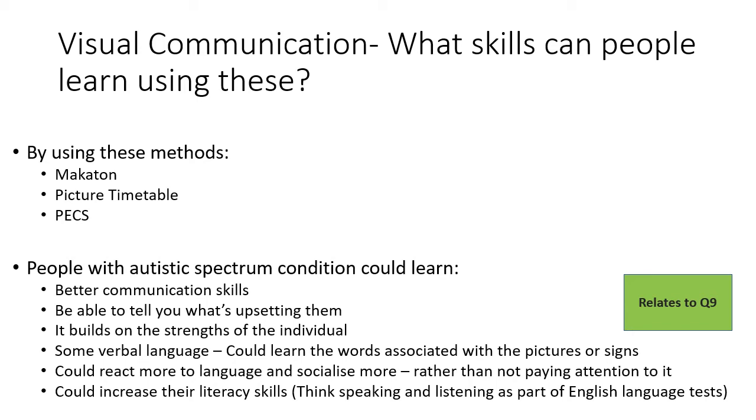So by using these 3 methods, or any of those 3 methods, people with autistic spectrum condition could learn better communication skills. They could be able to tell you what's upsetting them. It builds on the strengths of the individual. Some verbal language could learn the words associated with the pictures or signs, so that they could learn some verbal language from looking at the pictures or signs. They could learn to react more to language and socialise more rather than not paying attention to it. And it could increase the literacy skills. So thinking, speaking and listening as part of the English language tests, it could help support that.